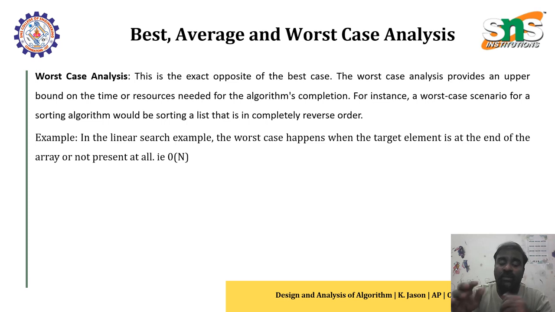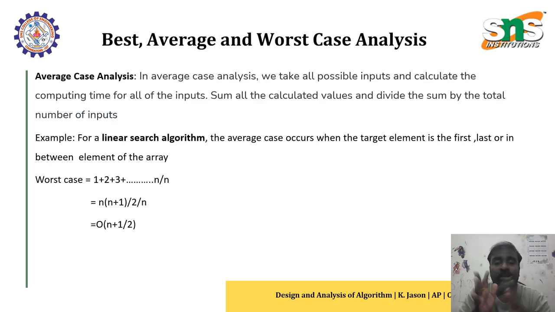Okay. Next, what is called the average case? Look at this. In average case analysis, we take all possible inputs and calculate the computing time for all the inputs, sum the calculated values, and divide the sum by the total number of inputs. Example, for a linear search algorithm, the average case occurs when the target element is maybe the first element, or maybe the last element, or maybe somewhere in between. That is called the average case.